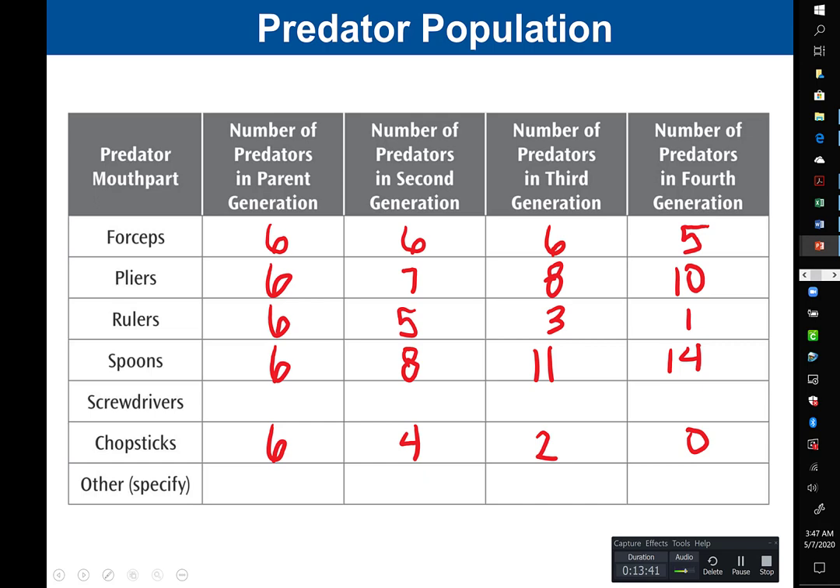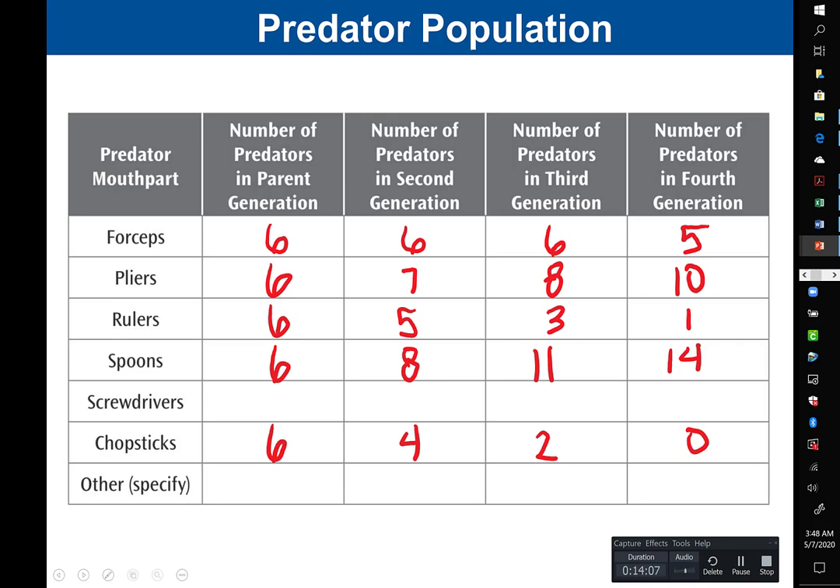Now, the next thing, how many lines are you going to have? Well, we looked at five different predator mouth parts. We looked at forceps, pliers, rulers, spoons, and chopsticks. So, how many lines are you going to have on your graph? And the answer is you are going to have five lines. So, we'll talk about that more in a minute.